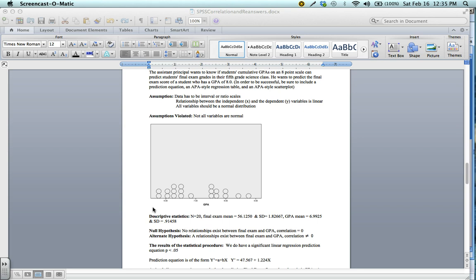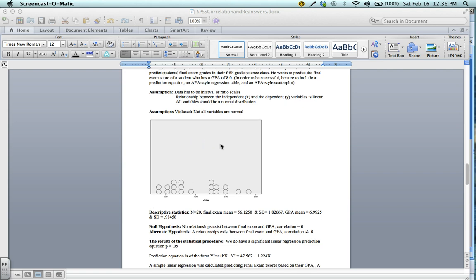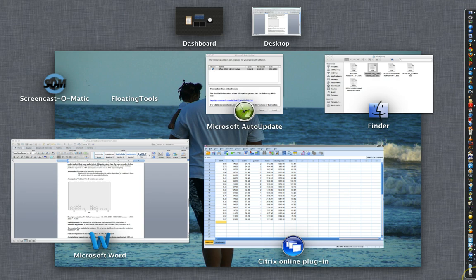So the first thing we have to do is go over our assumptions here. The assumption is that data has to be on the interval scale. The relationship between the independent variable, which would be our x, and our dependent variable, which would be our y, is linear. And then all the variables should be normally distributed. This is just basic descriptive statistics. One thing we want to see is whether the data is normal. Of course, we'll check that. We just do some histograms for that.